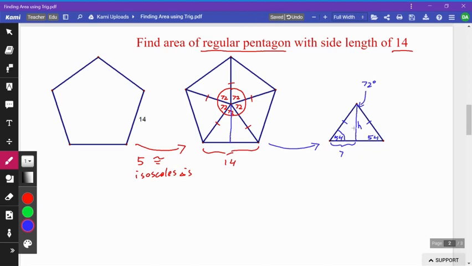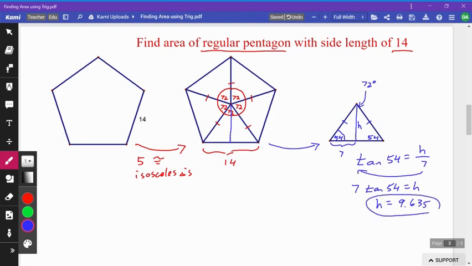Now I have enough information to set up a trig equation in order to find my height. So if I am dealing with this angle, the height, and 7, my trig equation is going to be the tangent of 54 is going to be the height over 7, multiply the 7 over, times the tangent of 54, and that will give me a height of 9.635. So now I have enough information to find the area of this triangle.